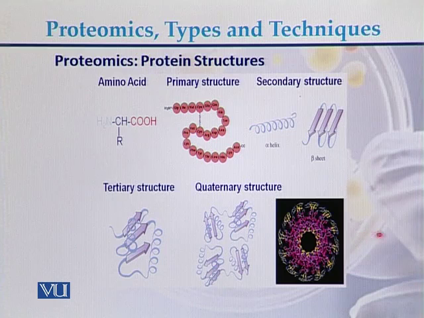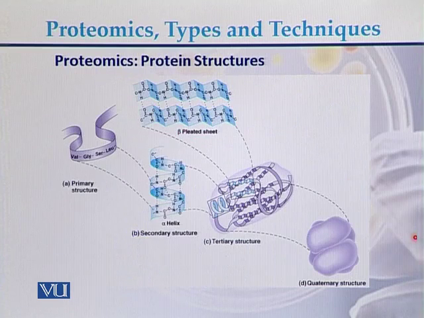So these are different levels of folding of proteins. Proteins are made up of amino acids. Then there is a primary structure, secondary structure, tertiary structure, and quaternary structure. In another view, we can see the primary structure, and these are the alpha helix. That is actually the secondary structure, which can also be in the form of a helix or pleated sheets. Then the tertiary structure, and ultimately it is converted into quaternary structures.